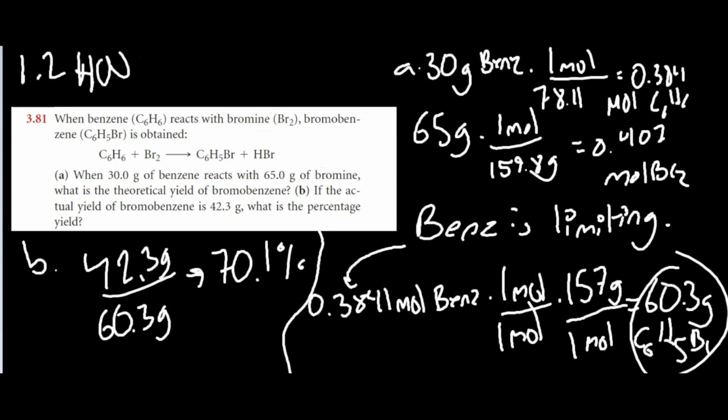When 30 grams of benzene reacts with 65 grams of bromine, what is the theoretical yield? Theoretical yield is just the scientific, chemical, if every atom reacted perfectly, everything went exactly your way, which it never will, how would it end up? So, anyway, what we need to do first is find our limiting reactant.